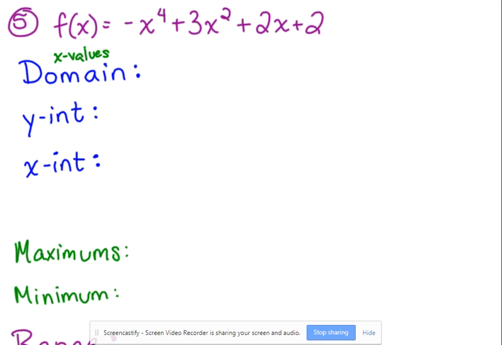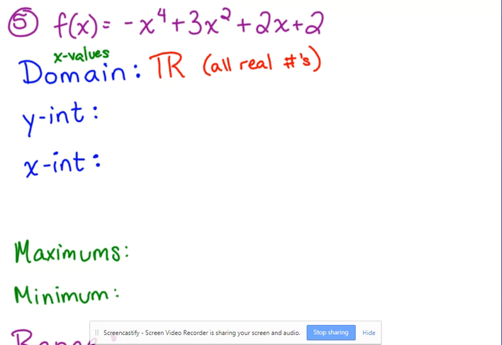So the domain to any polynomial function is all real numbers. Okay, that's the symbol for it. You can write it out however you want to express it. I think the symbol is the easiest thing to use. It looks like a T and an R connected, or I call it an R with an extra back on it. However you want to look at it, the domain is always all real numbers.